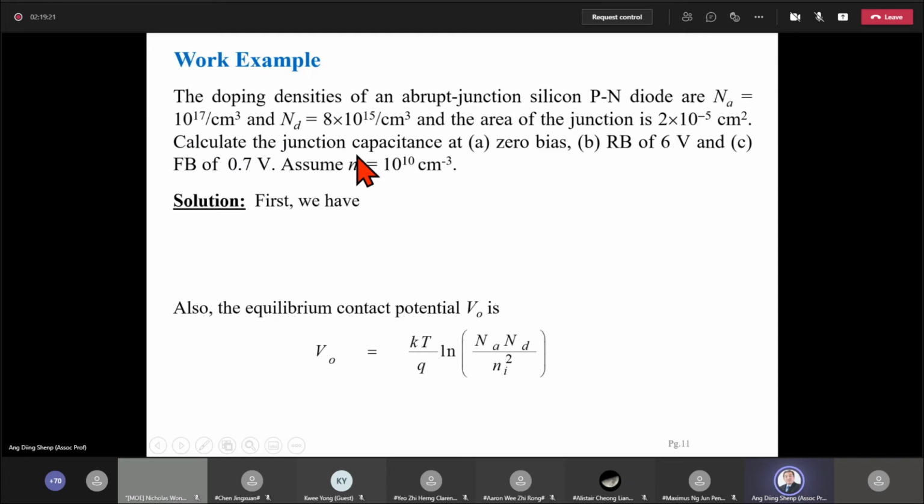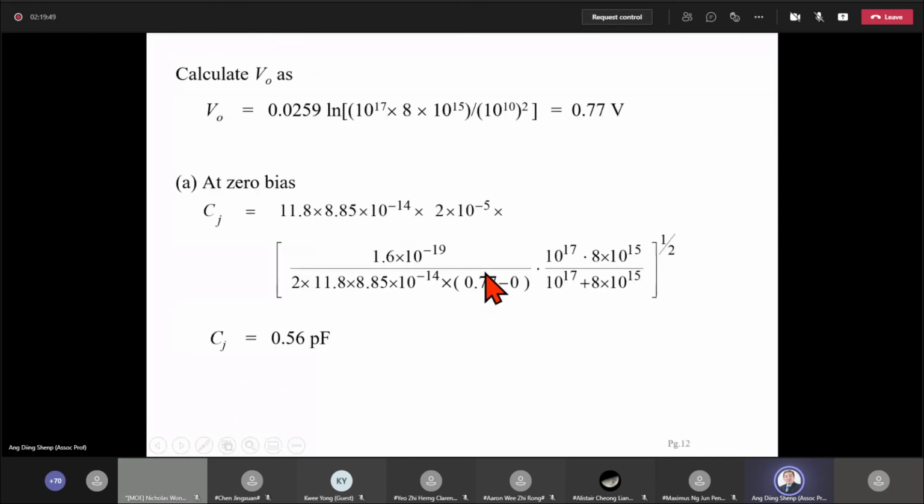Calculate the junction capacitance at 0 bias, at reverse bias of 6 volts, and forward bias of 0.7 volts. Okay, in order to do that, you need to first determine the built-in potential, because you need to use this in the expression for CJ or in the expression for W. So we need to calculate the built-in potential, and after that, you can calculate the junction capacitance. Okay, so let's do the exercise.